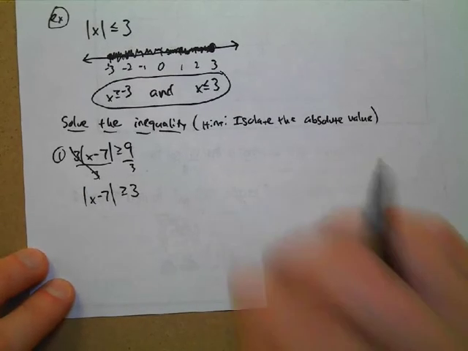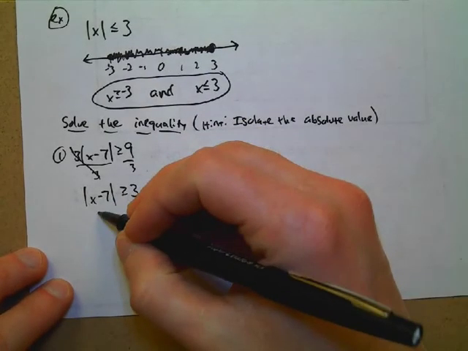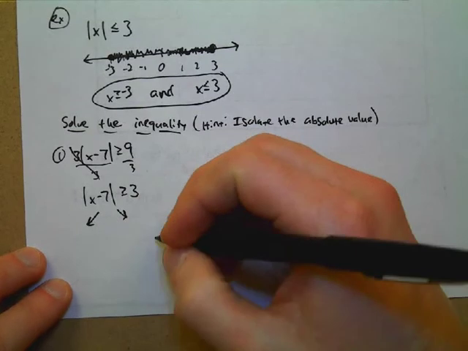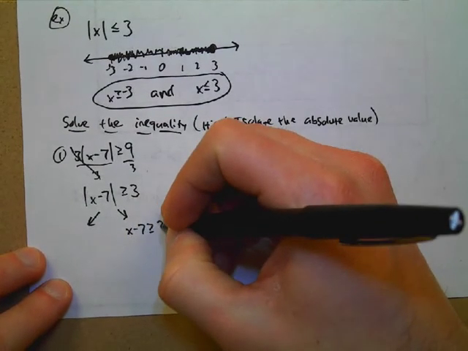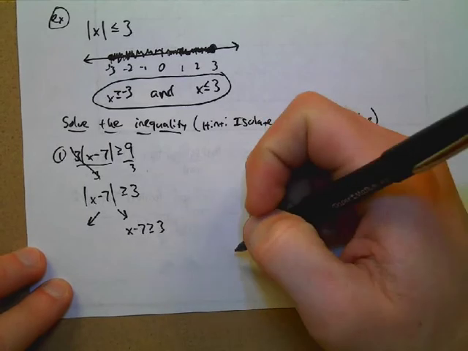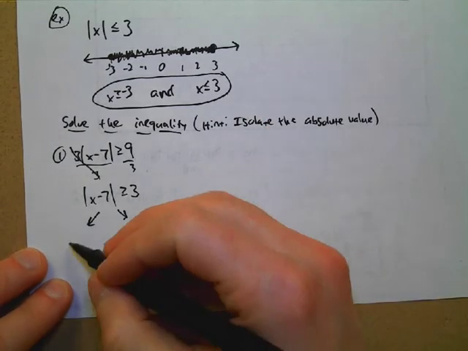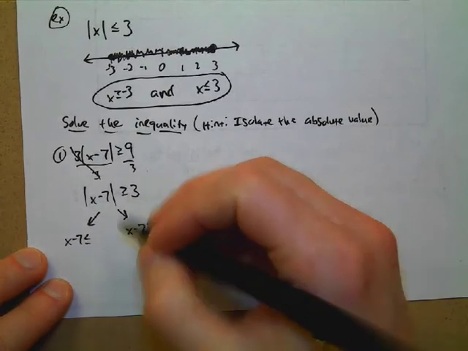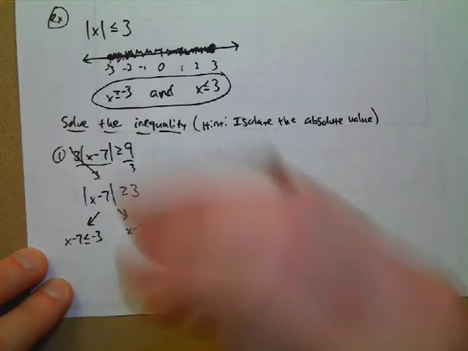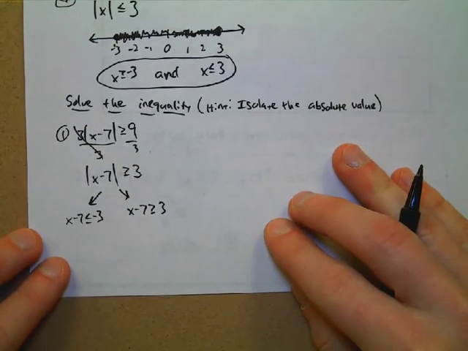All right, at this point, we're going to break it into two inequalities. One where the inequality stays exactly the same. So x minus 7 is greater than or equal to 3. And one where the inequality flips. So instead of greater than, it's less than. And instead of a positive 3, it's a negative 3. And then we just solve from there.